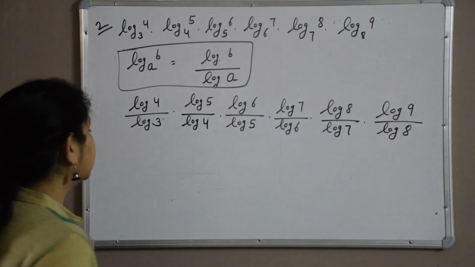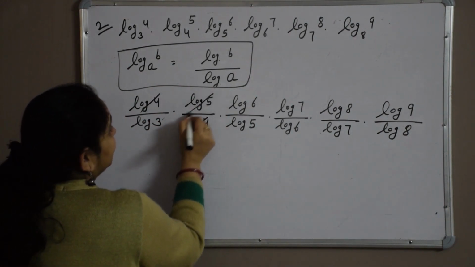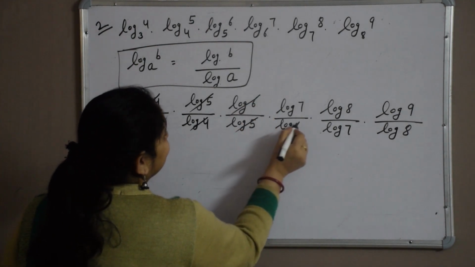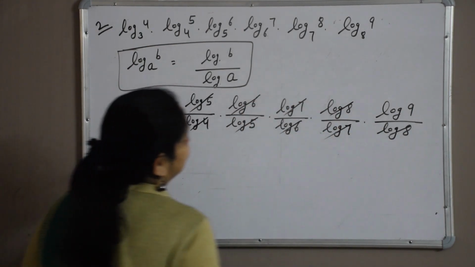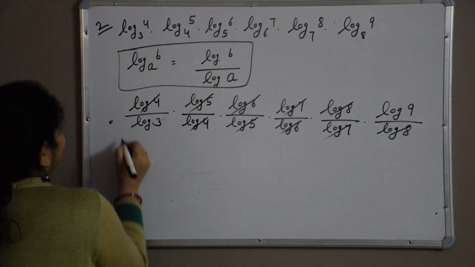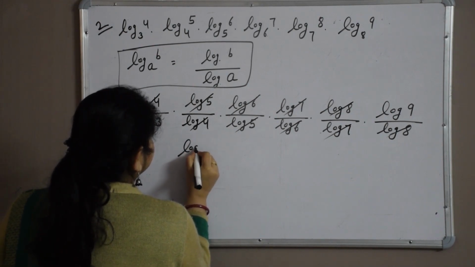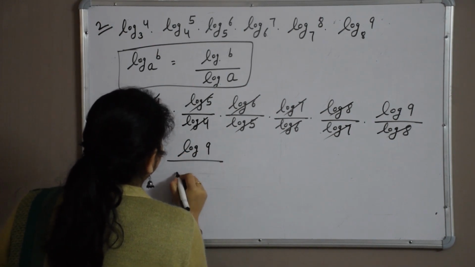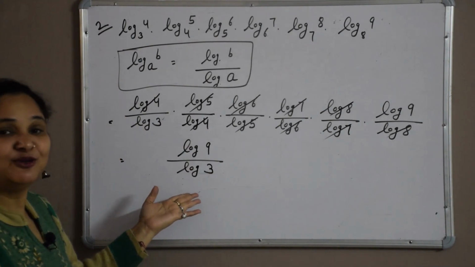So many things get cancelled. See how many things we can cancel. Log of 4 with log of 4, log of 5 with log of 5, log of 6. It is very interesting to cancel the things, I always like it. So we are left with log of 9 divided by log of 3. Log of 9 divided by log of 3.